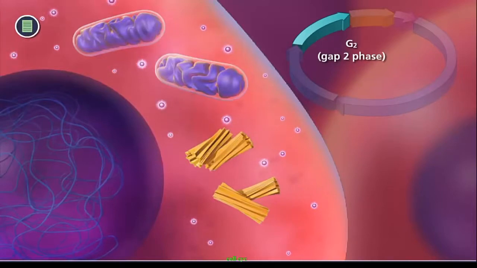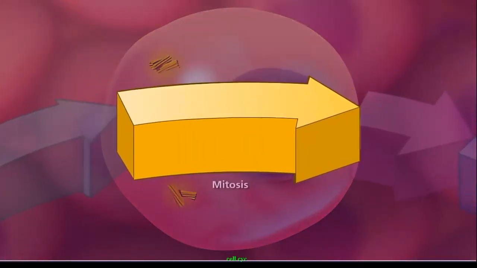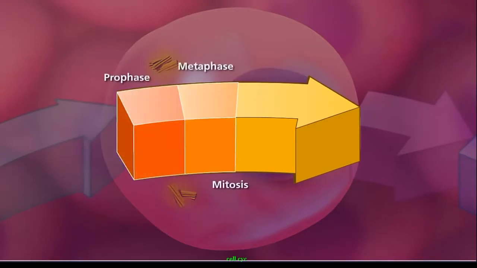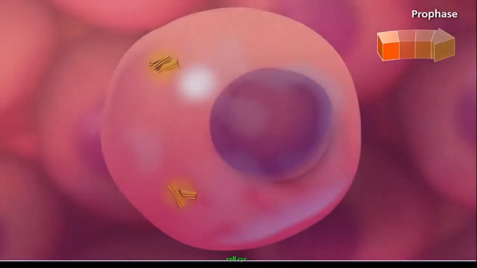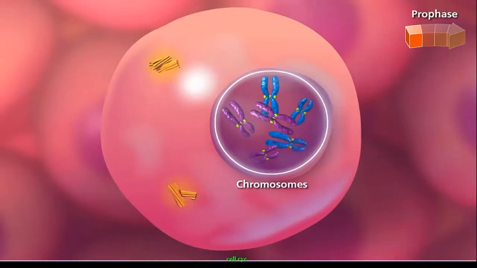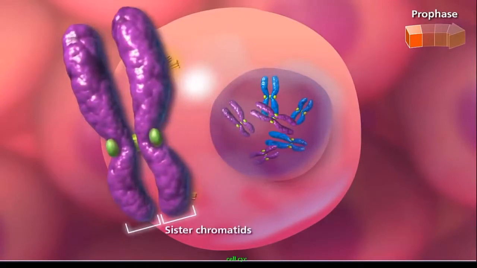Most eukaryotic cells spend a great deal of time in interphase and a very short period of time actually dividing, a process called mitosis. The cell is now ready to go through mitosis, which consists of prophase, metaphase, anaphase, and telophase. During prophase, the chromosomes condense and become visible, appearing as 2 sister chromatids held together at the centromere.